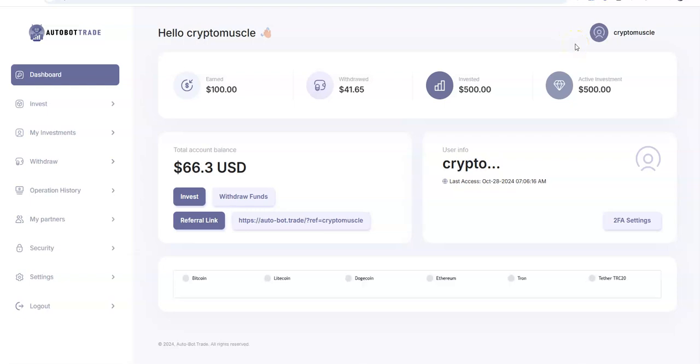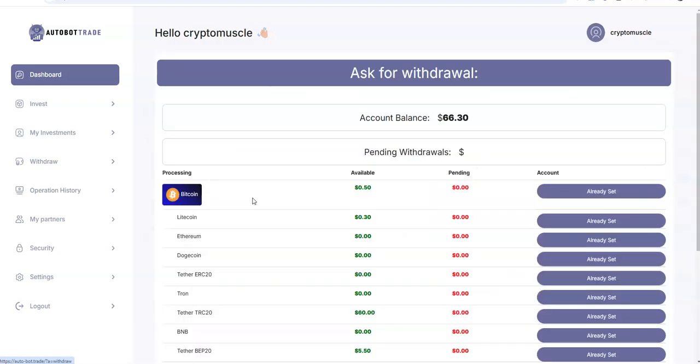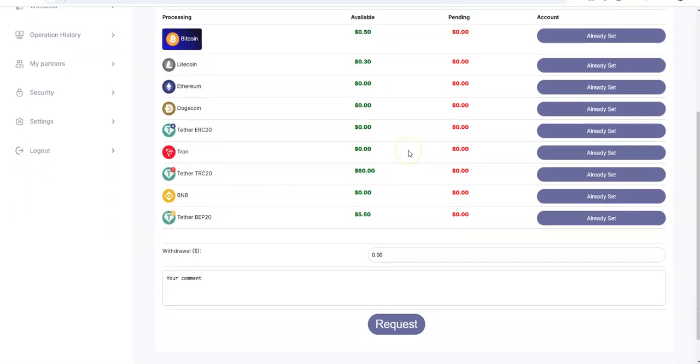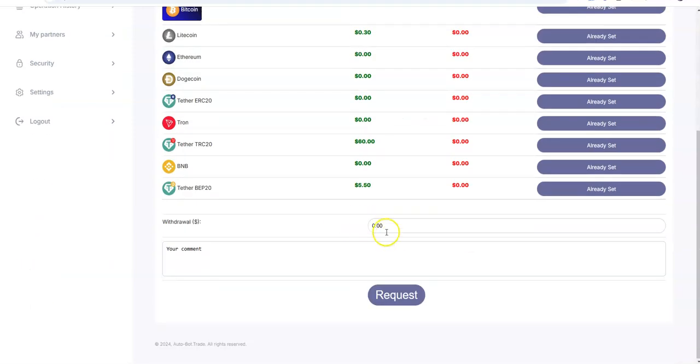So here we are. I actively put 500 into it, and then let's just take it out. See, 50 cents. Can't do nothing there. Can't do 30 cents on Litecoin. I mean, what can I do with that? So you have BEP and TRC20 tethers, you have 60 and 550. It does meet the minimum withdrawal.